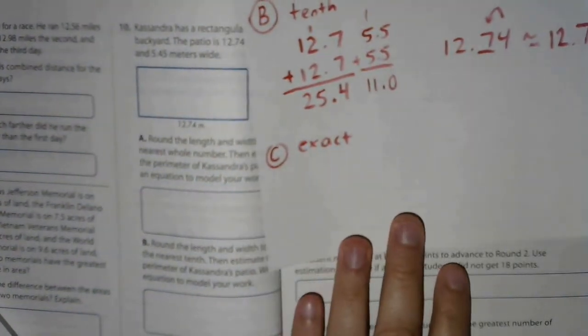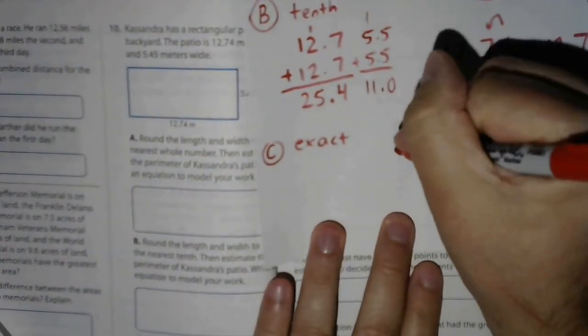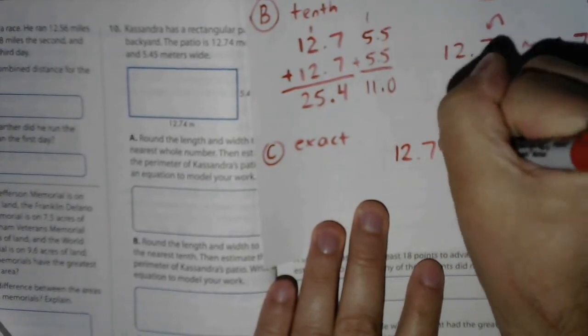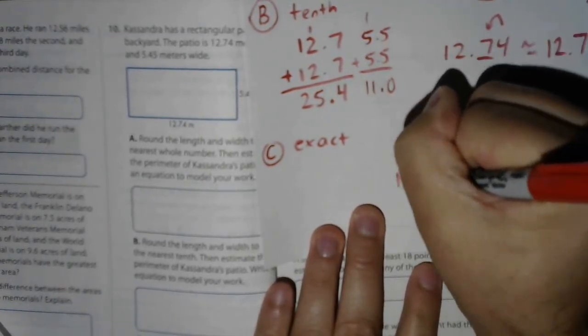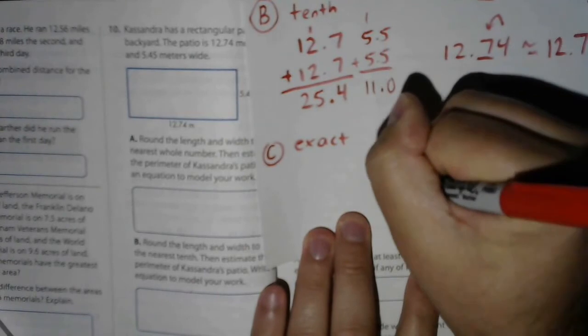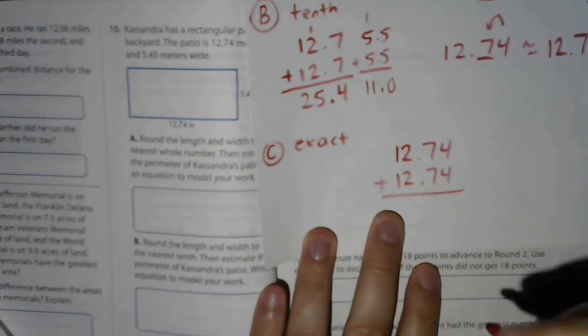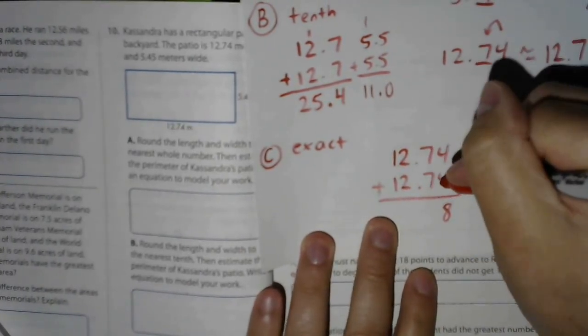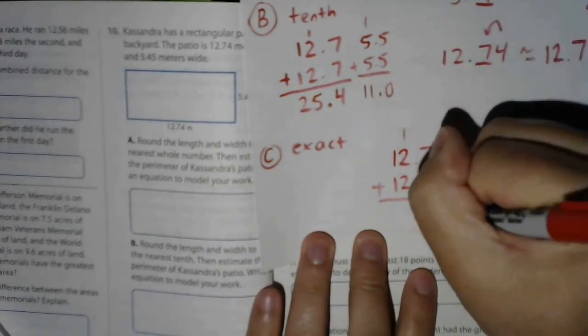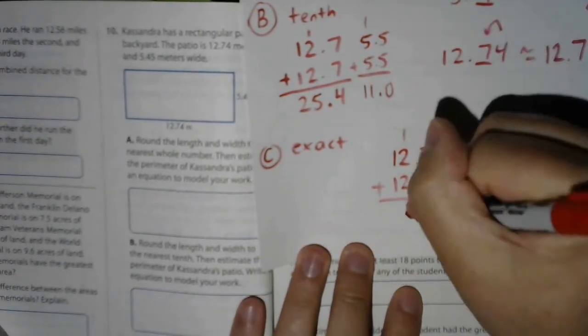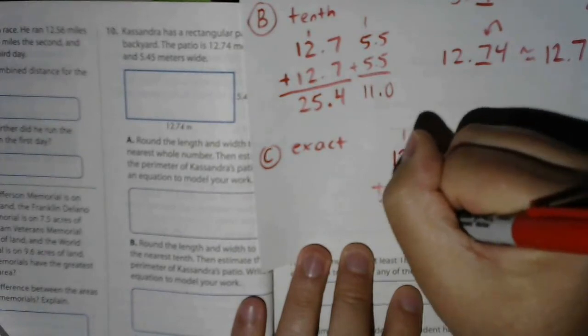The last thing is we want to find the exact numbers, right? That's part C. So I'm going to add them all together. I have 12 and 74 hundredths plus 12 and 74 hundredths. Just adding the top and the bottom here. So 4 plus 4 is 8. 7 plus 7 is 14. Drop my decimal down. 2 plus 2 is 4, plus 1 is 5, and 1 plus 1 is 2.